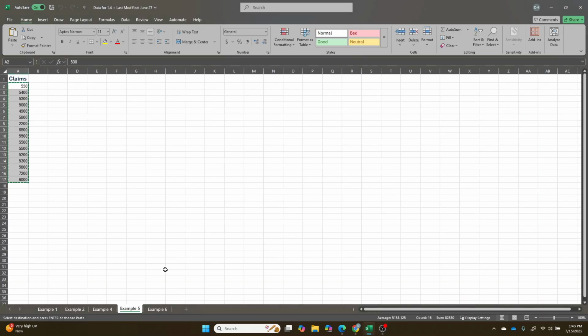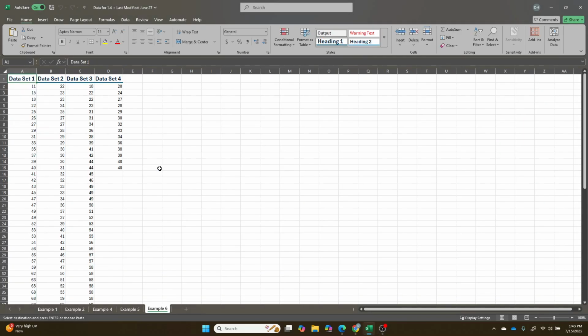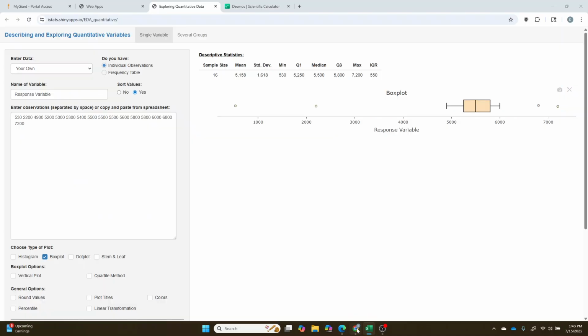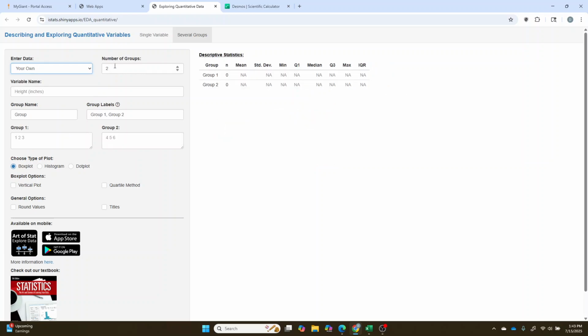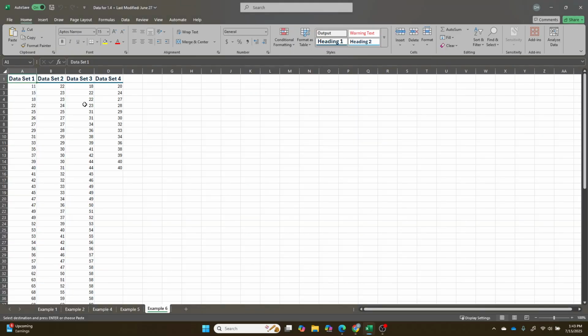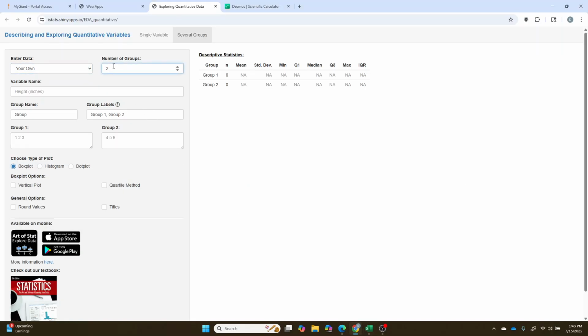First of all, pulling up that data set. This is example 6. We've actually got 4 data sets here. So we want to compare 4 data sets. This is what we would use if we wanted to look at just a single variable. But if we have several groups that we want to compare, then we need to click on this tab up here. And we'll need to do our own data set. In our example, it looks like we have 4 data sets that we want to compare. So I'm going to change the number of groups to 4.